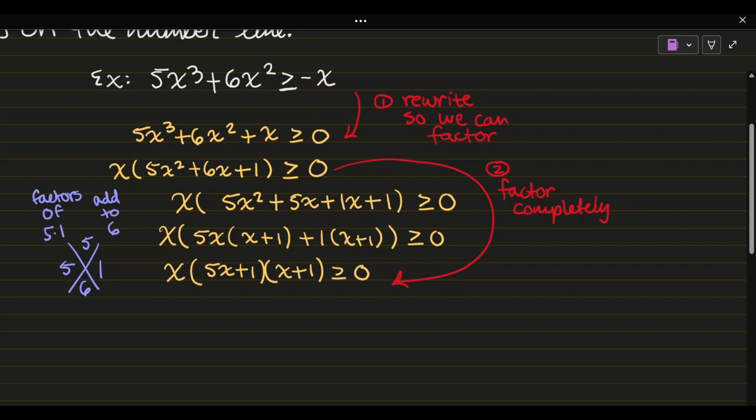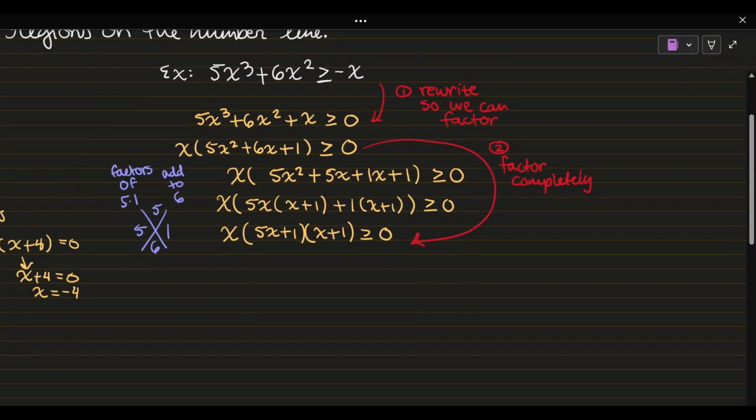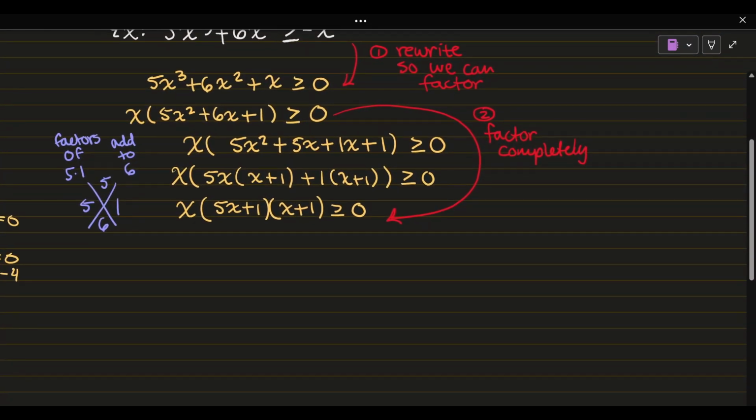And this is in general for, I guess we could call them polynomial or quadratic inequalities. We want to rewrite so we can factor, then we want to factor completely. Next, what we want to do is find zeros of the left-hand side. So we just take what we have here on the left-hand side and we set it equal to 0.